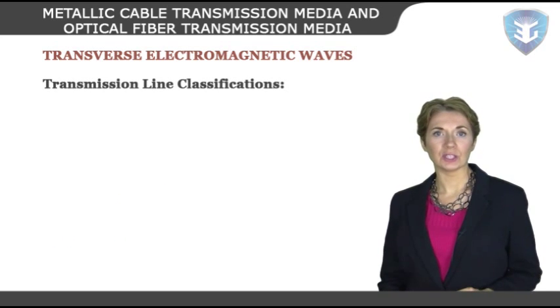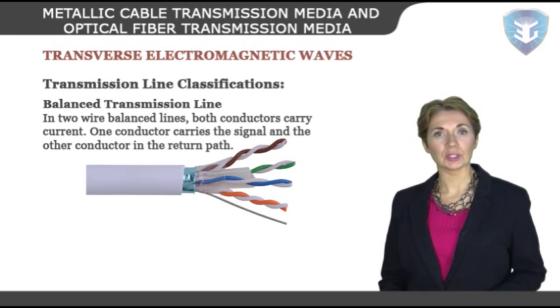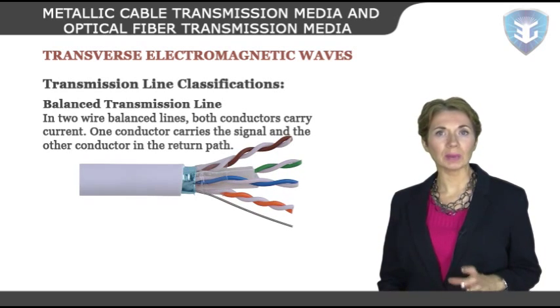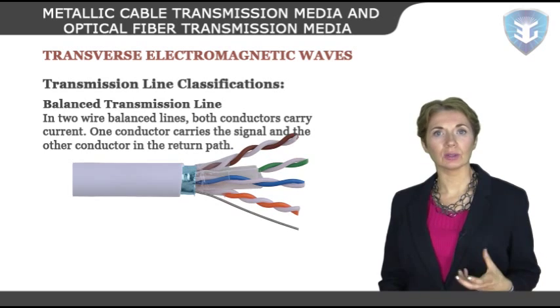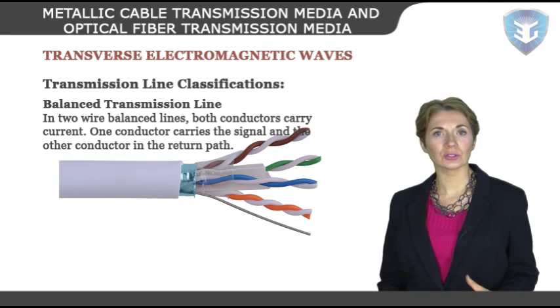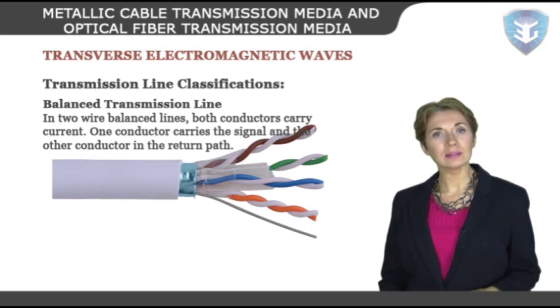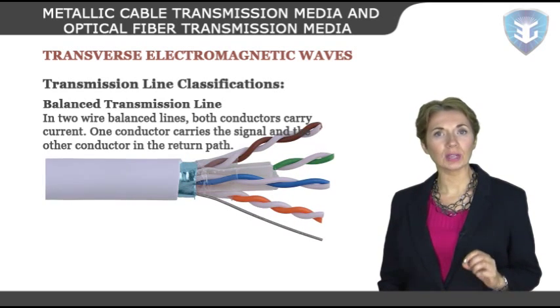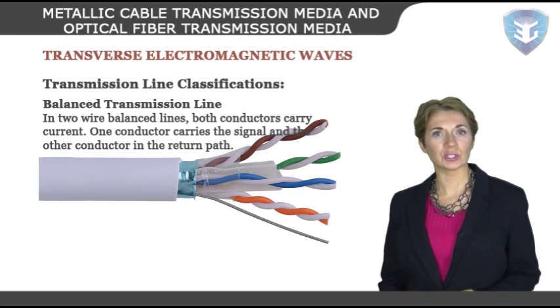Transmission line classifications. Balanced transmission line. In two-wire balanced lines, both conductors carry current. One conductor carries the signal and the other conductor is the return path. This type of transmission is called differential or balanced signal transmission.